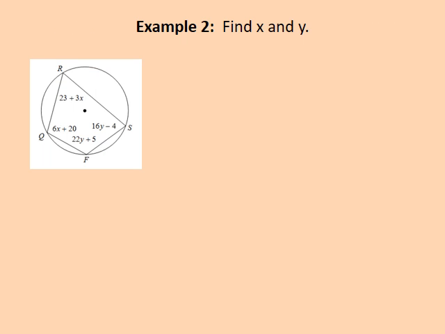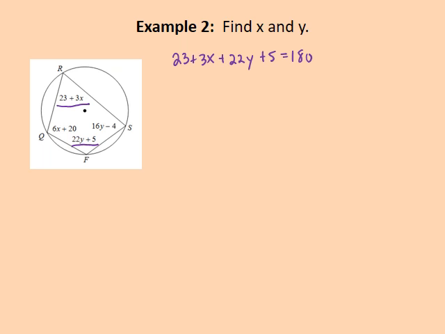Example 2, find x and y. We know that we need two equations because we have two unknowns, x and y. We notice we have a cyclic quadrilateral, and the reason we know it's a cyclic quadrilateral is because the vertices of the quadrilateral are all on the circle. So we can create two equations from this information because we know the opposite angles in cyclic quadrilaterals are supplementary. So 23 plus 3x plus 22y plus 5 equals 180 degrees.